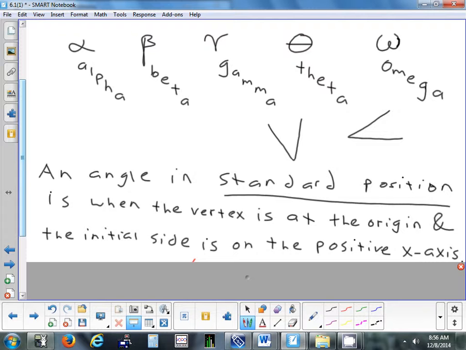So what we have here is standard position. Standard position gives us a way to draw an angle so that if I said draw a 45-degree angle, everybody's should look pretty similar. And two things have to happen for an angle to be in standard position. First, the vertex of the angle has to be at the origin. And second, the initial side is on the positive x-axis.